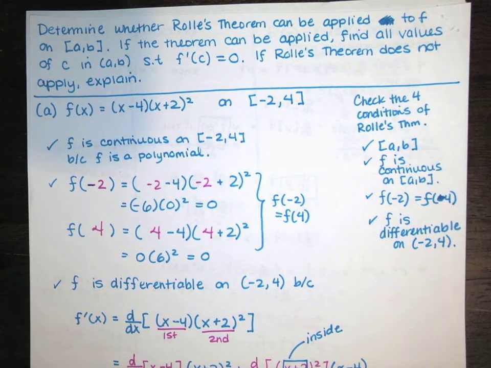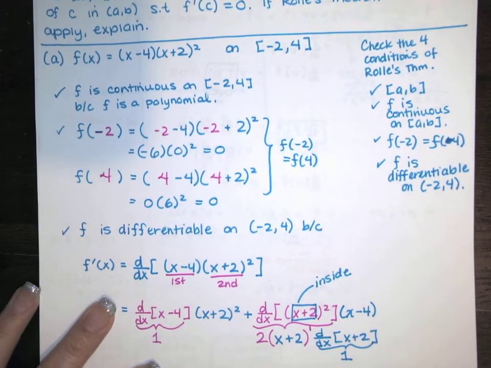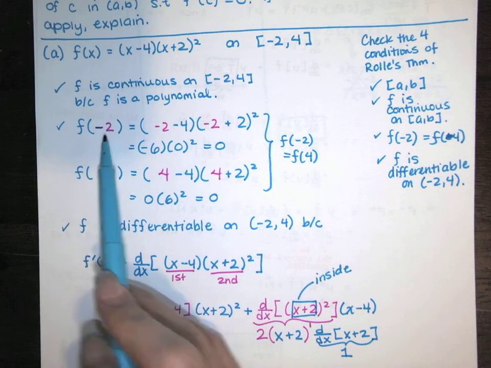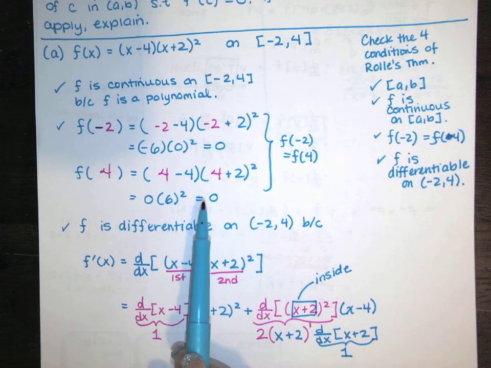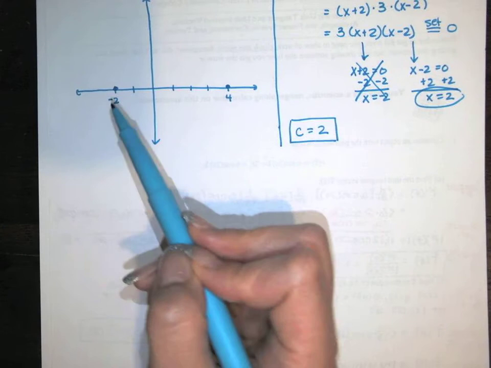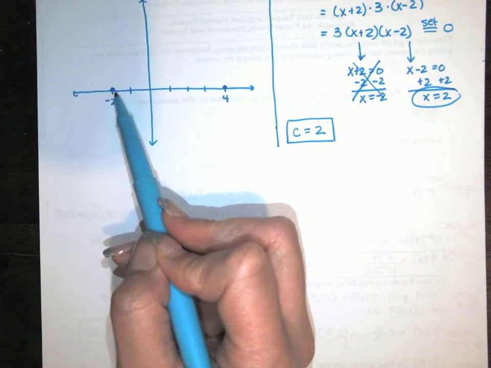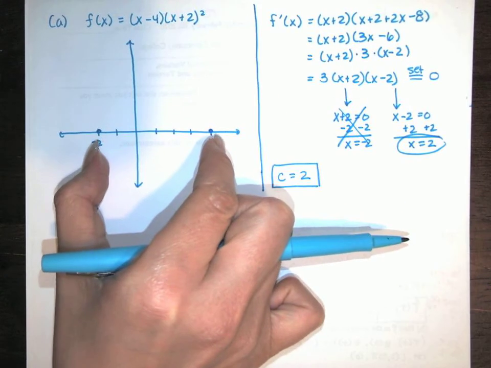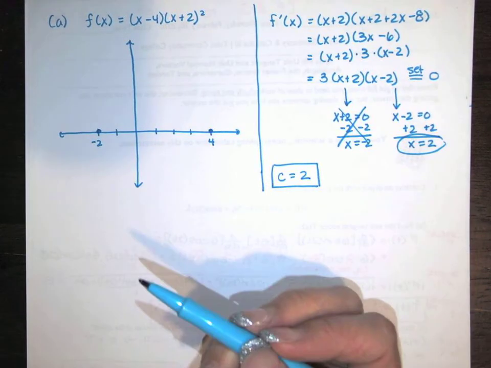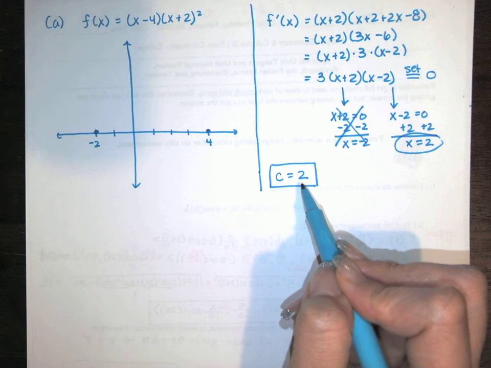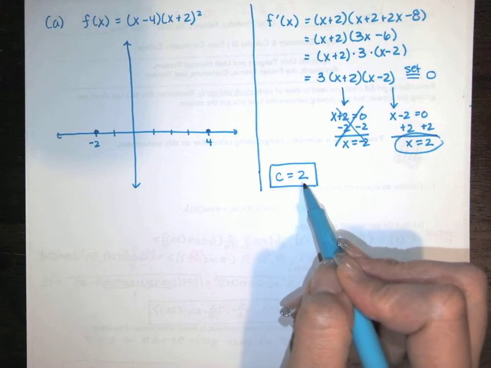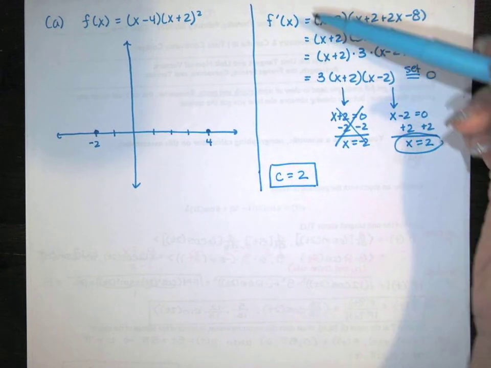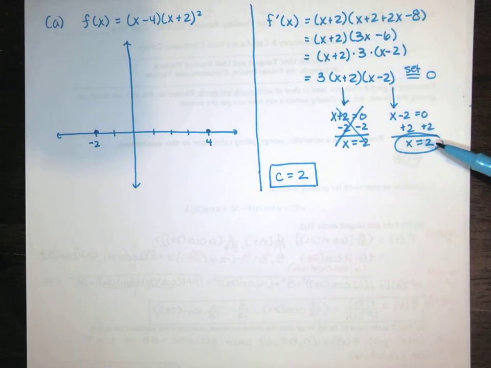But I would like to visualize this. I want you to see Rolle's theorem. So to visualize this, I'm going to graph it. F of negative 2 turned out to be 0, and f of 4 turned out to be 0. So if we graph that, when x is negative 2, we get 0. When x is 4, we get 0. So those are the points. And we're only interested in this function on this interval from negative 2 to 4. Now at x equals 2, we're told that we have a 0 slope. Or we're not told that, we calculated that. We get a 0 slope when x equals 2.